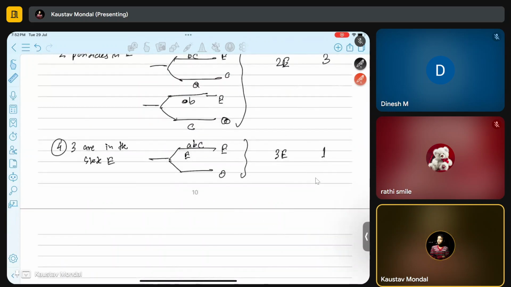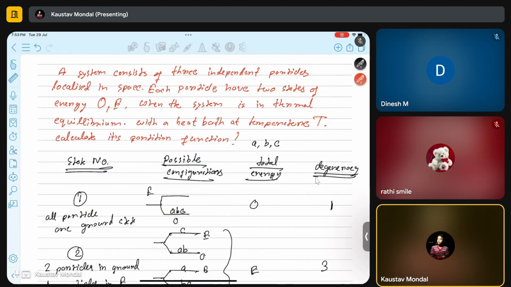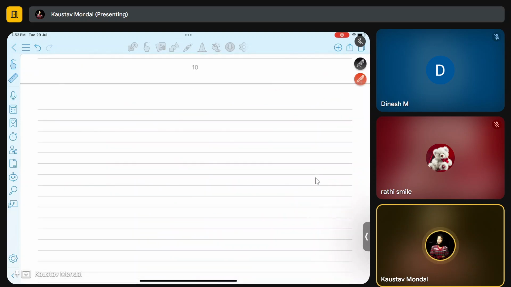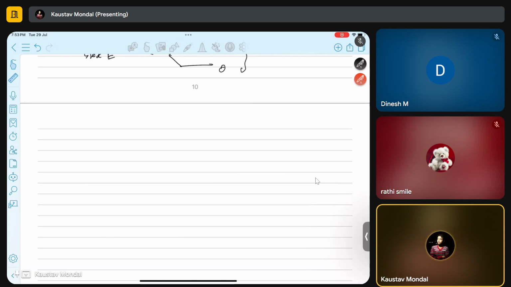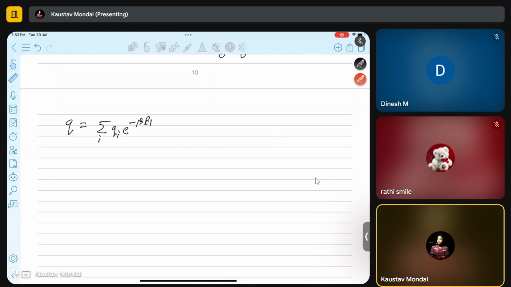Having all of that, you can write the partition function, because you know the energy of each energy state and the temperature is specified in the problem: the system is in thermal equilibrium with a bath at temperature T. So the partition function is the summation over i of g_i e to the power minus beta E_i.